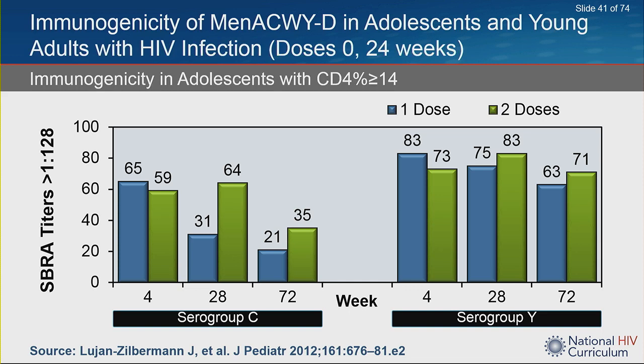You can see from this data, if you look at the bar graphs at 4 weeks, you compare the two groups: individuals in the study who got one dose of the vaccine, the blue bars, and individuals enrolled to the two shots, the green bars. After 4 weeks, you wouldn't expect the two doses to give you an advantage because they've only gotten one dose. So you can see in that first 4-week period, there's no advantage of the two doses. But if you go out to the 28 and 72 weeks, in both serogroup C and serogroup Y, you can see that there are higher titers in the individuals who got the two doses.